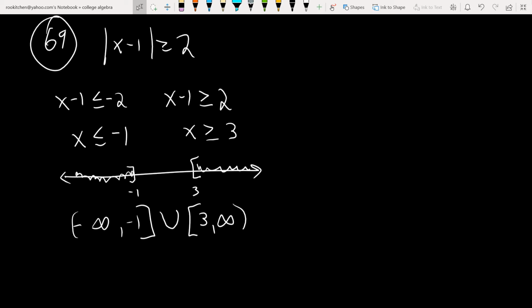Okay, let's look at another one. So 3 times the absolute value of x minus 1, plus 2, greater than or equal to 8.